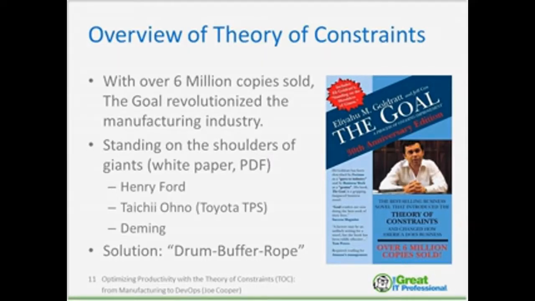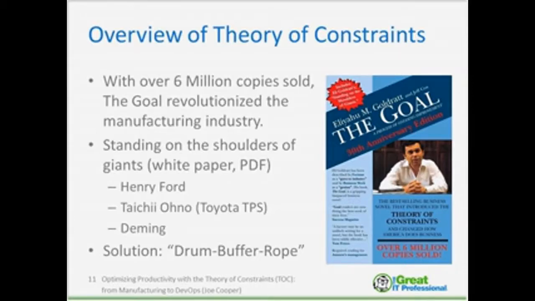What Dr. Goldratt describes in this white paper called Standing on the Shoulders of Giants, he begins by describing how Henry Ford really revolutionized the manufacturing processes back in his time. And then later, Taichi Ono with Toyota, really the developer of the Toyota production system, stood on the shoulders of Henry Ford. He really studied and learned what did Ford do to have such great success. And as he understood that, he was able to stand on the shoulders of Henry Ford, so to speak, and take a major leap forward in the way that he improved manufacturing and production in his time at Toyota.